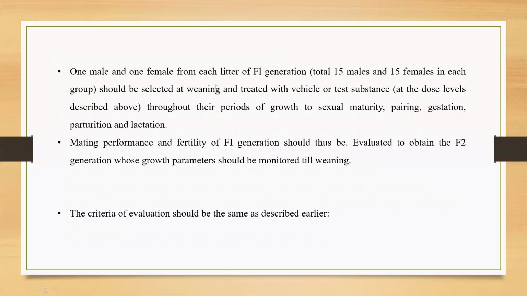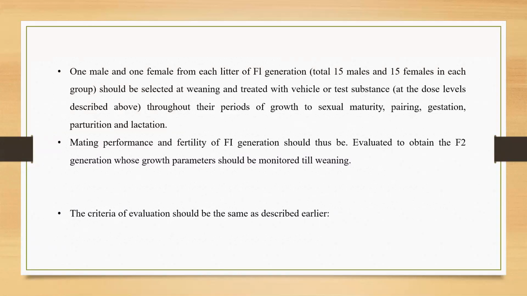Here we are talking about the infant pups that are produced from the male and the female. So we are going to select 15 males and 15 females, and they are treated with vehicle or the test substance throughout their life, that is till the lactation period. The mating performance and fertility of the F1 generation should thus be evaluated to obtain the F2 generation, whose growth parameters should be monitored till weaning.